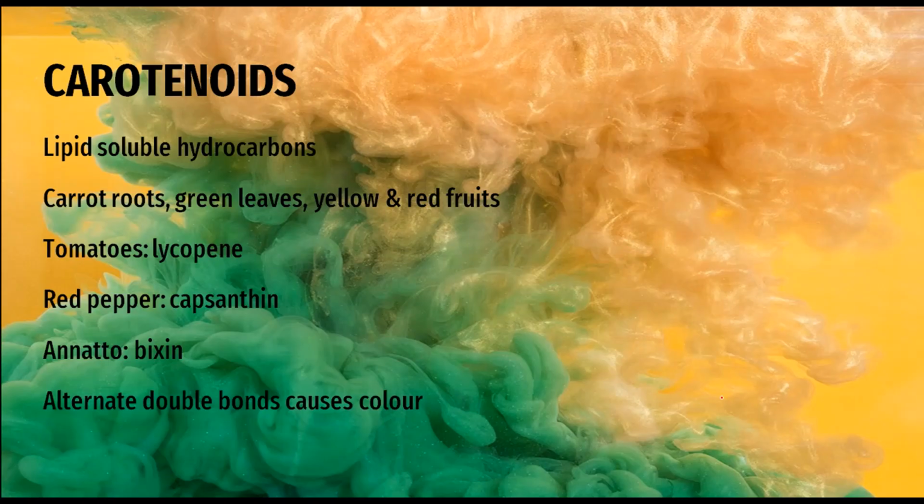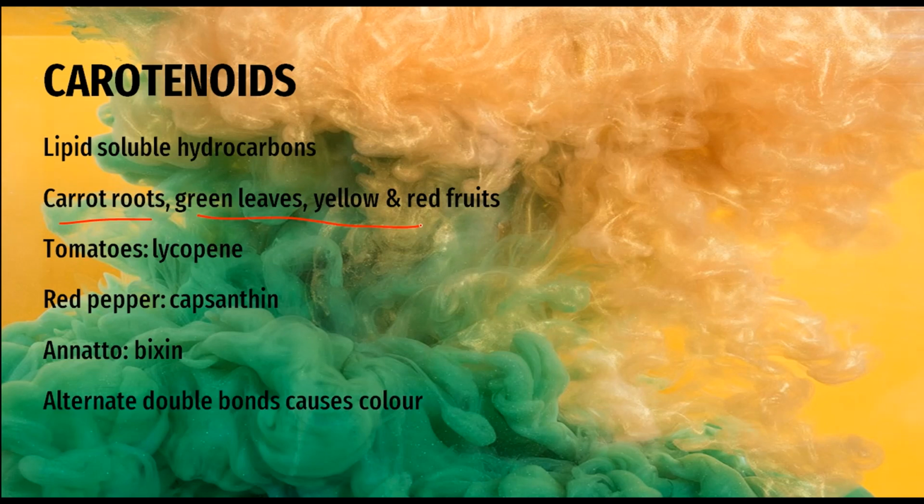Understood? Next we have the last topic of this video, which is carotenoids. It is a very important topic, so listen carefully. Carotenoids are also called carotenes. These are lipid soluble hydrocarbons, and the oxygenated derivatives of these are called xanthophylls. These are the principal coloring matter of carrot roots. Carotene is present in carrot roots, and these are found in green leaves, yellow and red fruits and many roots.